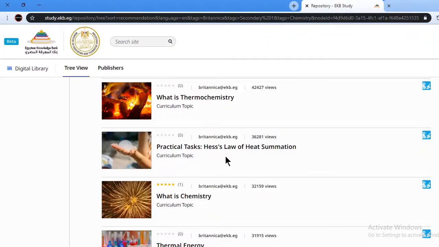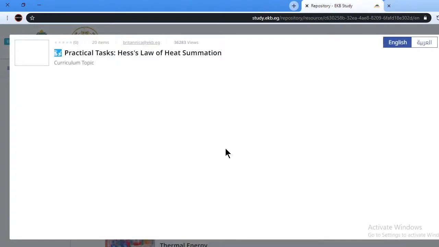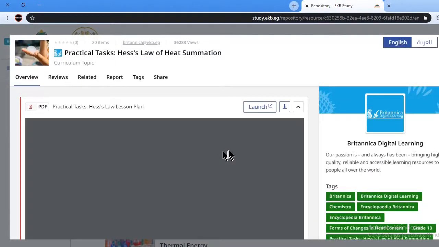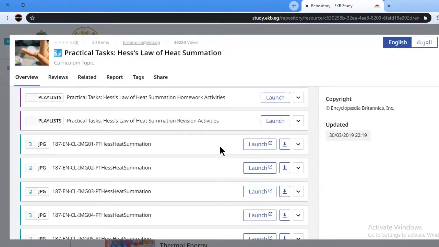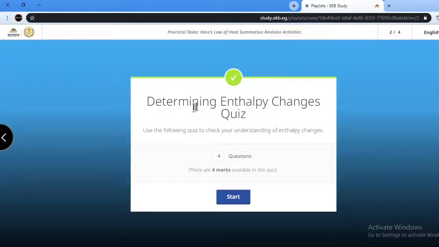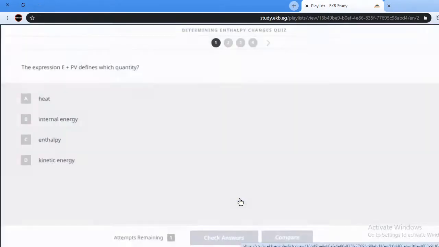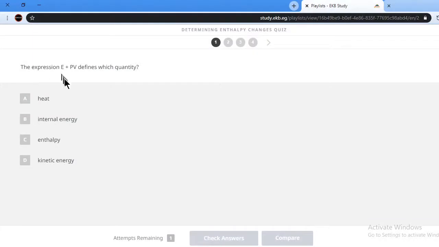100%. Practical task, Hess law of heat summation. Revision activities, launch. Determining enthalpy changes quiz. There are 4 marks available in this quiz. Start. The expression E plus PV defines which quantity? The enthalpy.